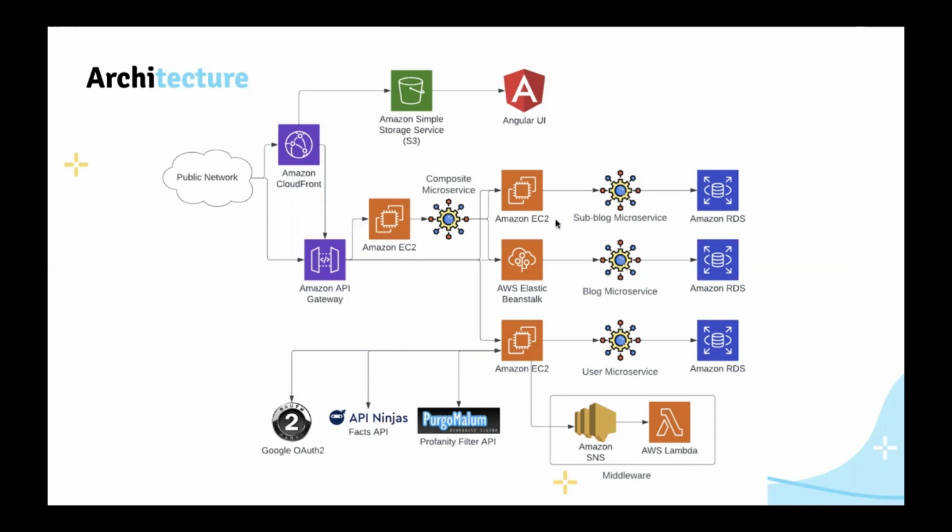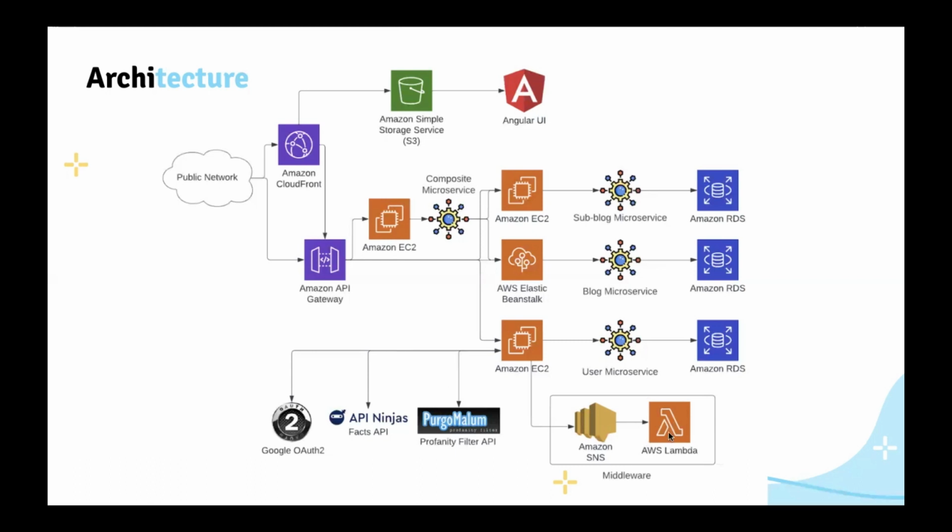Our application contains three core microservices that are responsible for handling user registration and login, posting blogs, and posting comments, respectively. The user microservice and the comment microservice are deployed on EC2, and the blog microservice is deployed on Elastic Beanstalk. Within the user microservice, we have used two APIs to enhance the user's experience. A fun fact API is used to show the users a fun fact every time they refresh the window, and a profanity API is used to filter out profane words in the user's self-introduction summary.